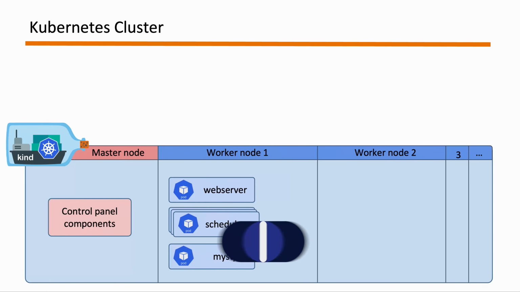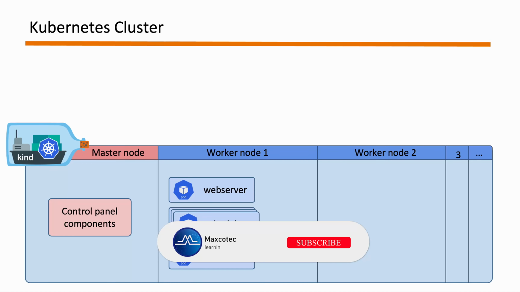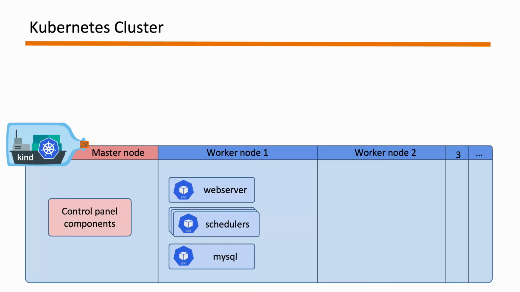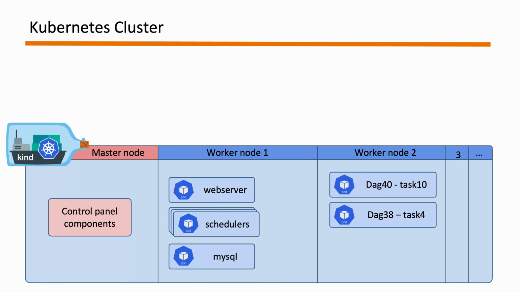And similarly, if you have more than one worker node, then Kubernetes is going to make sure that the load is equally shared between each node. In a scenario where, let's say, you have more than one scheduler configured for your Airflow, then maybe the first worker node would have sufficient memory to run these Airflow core components like web server, multiple schedulers, and MySQL. And in that case, all of your business logic DAG tasks are going to be spun up on the rest of the available worker nodes by Kubernetes.